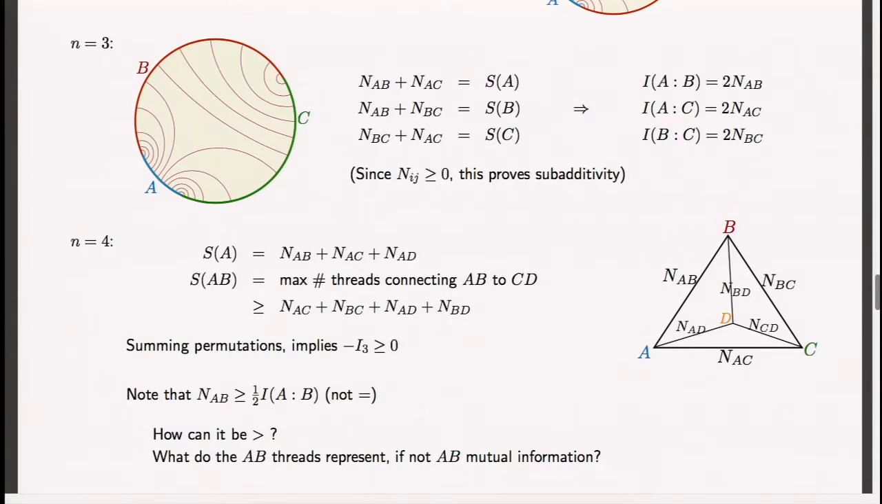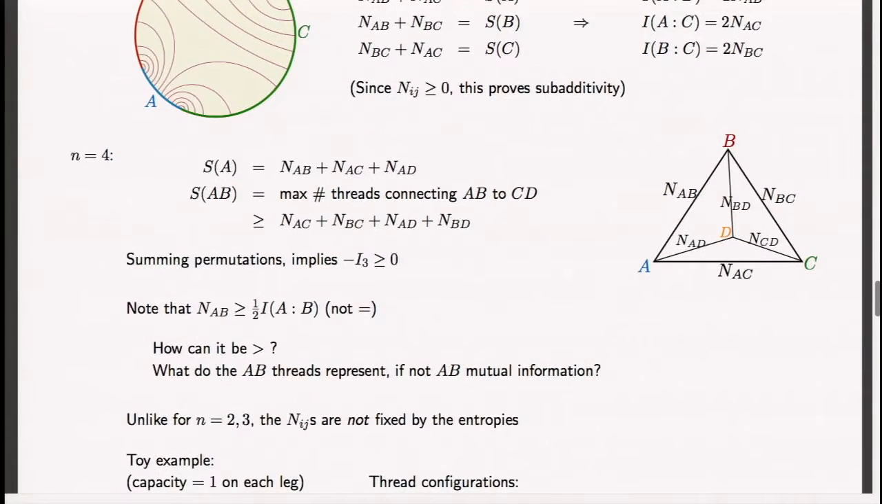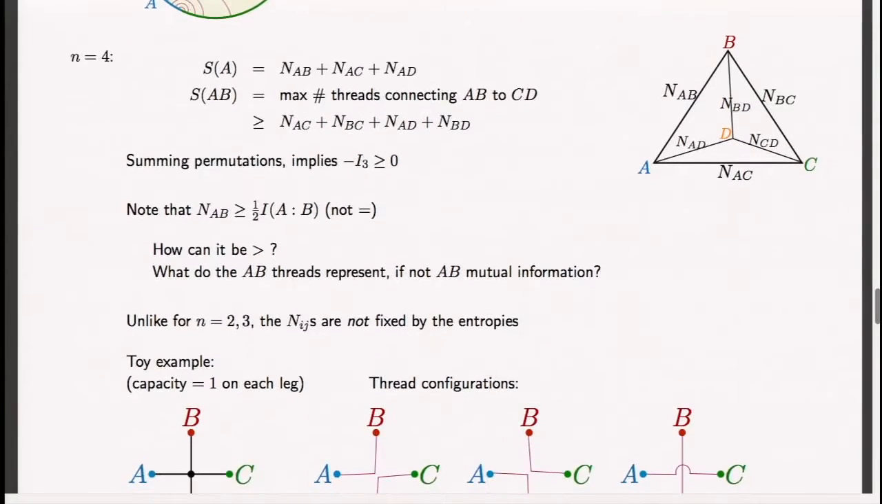So here, the important thing, again, is the freedom. In this case, the numbers were fixed, the ends were fixed once you knew these entropies. But that is not the case here. The entropies do not determine the ends. There is freedom in this thread configuration. And that freedom is kind of the whole point in some sense. Okay? Let's look at a simple example.